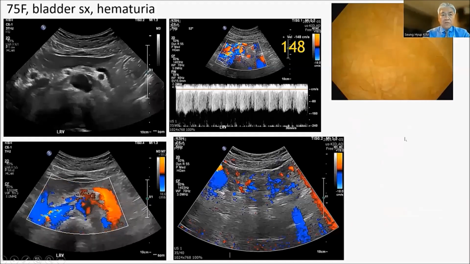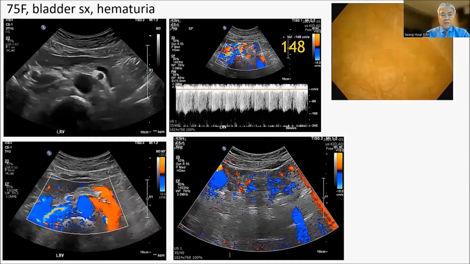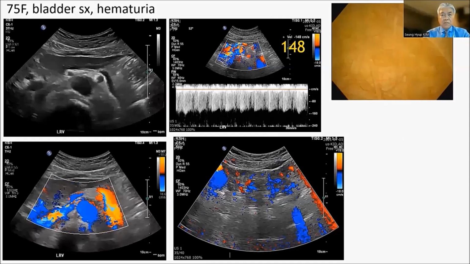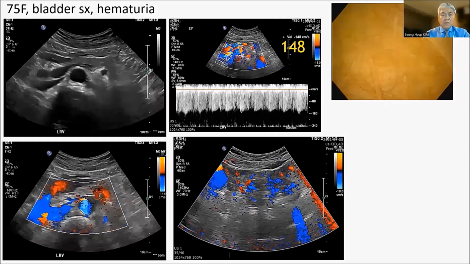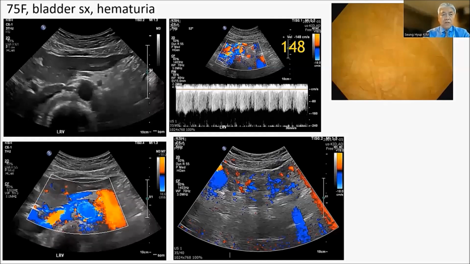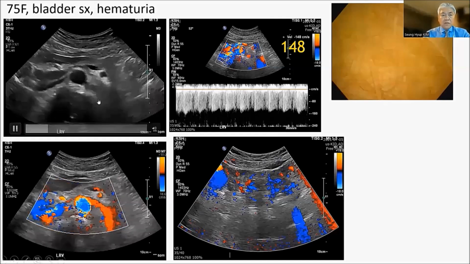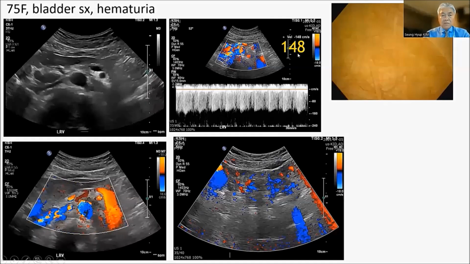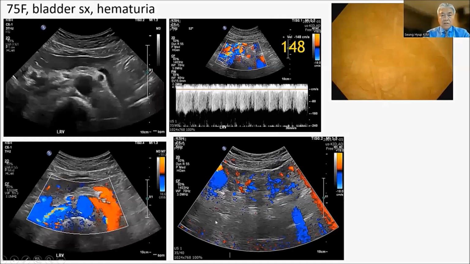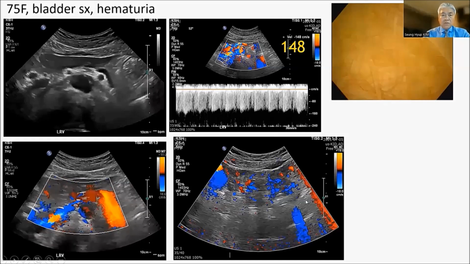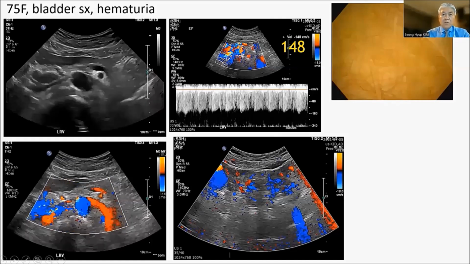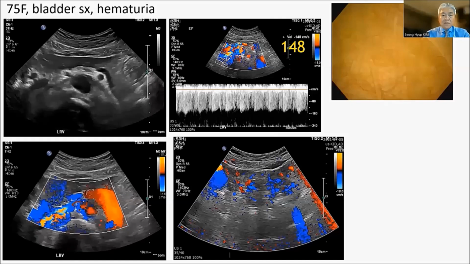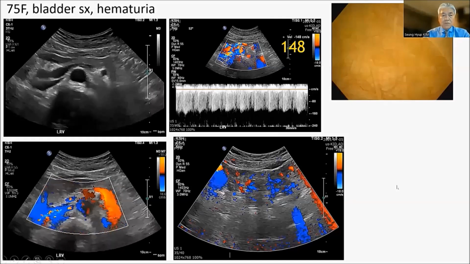This was an old woman with cystitis-like bladder symptoms and hematuria, but cystoscopic findings were unremarkable. Ultrasound shows Nutcracker findings and peak flow velocity was 148 centimeters per second. Color Doppler of the pelvis showed severe pelvic congestion, which can cause cystitis-like bladder symptoms.